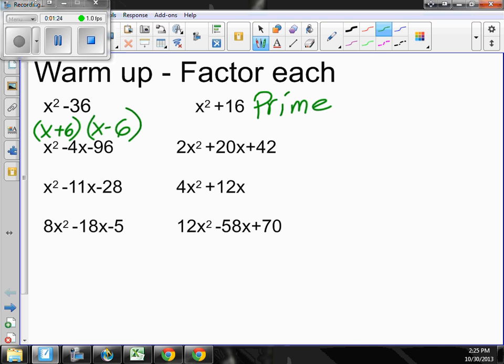Okay? So next problem. It ends in a negative, so I know that the signs are different. So x minus and x plus. Are there factors of 96 that add to be negative 4? Negative 12 and positive 8. So 12 and 8.